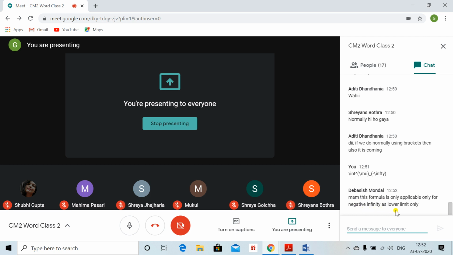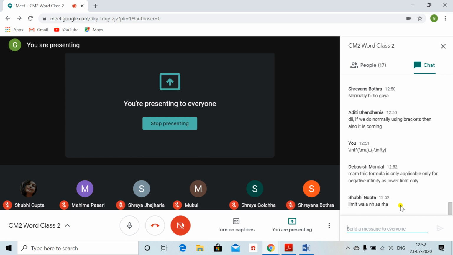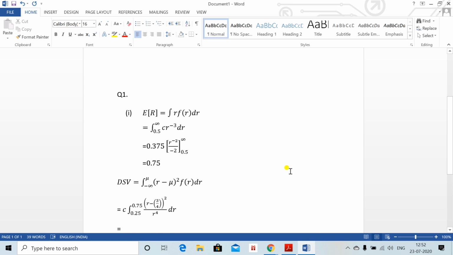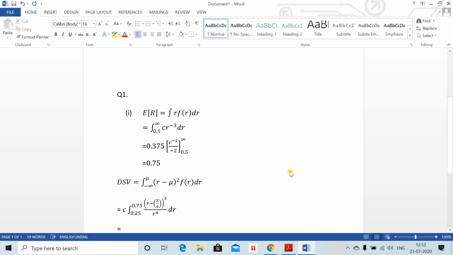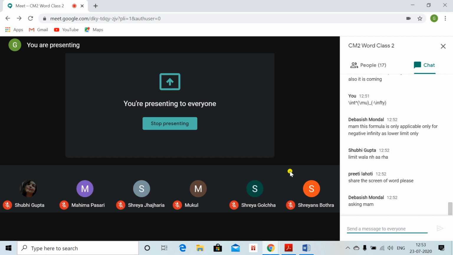Ma'am, this formula is only applicable for negative infinity as lower limit only. Devashish, are you asking or telling me? Shubhi, I have written that formula in the chat section. Copy it, put space space and do it, it will come. Devashish, for normal also you can do it, power first and underscore after also works.